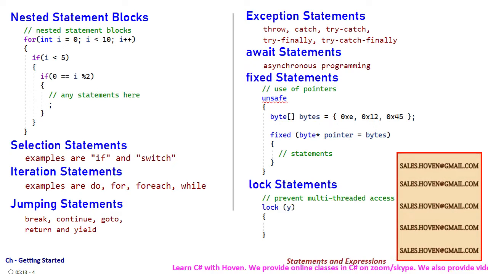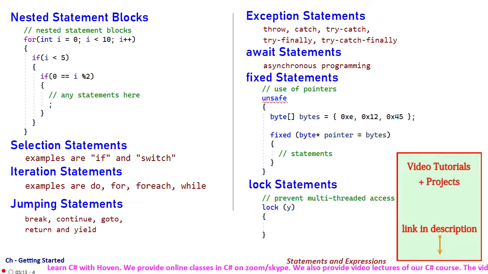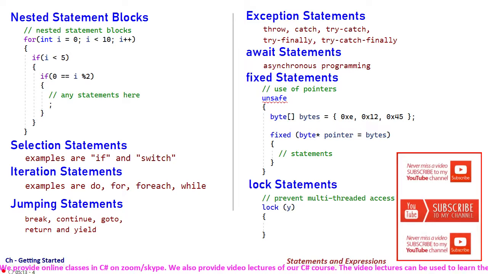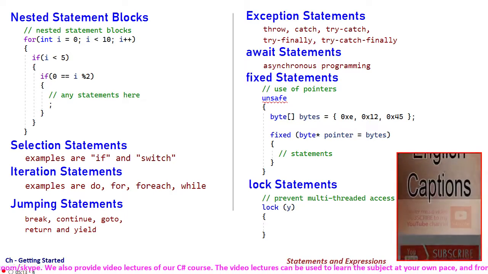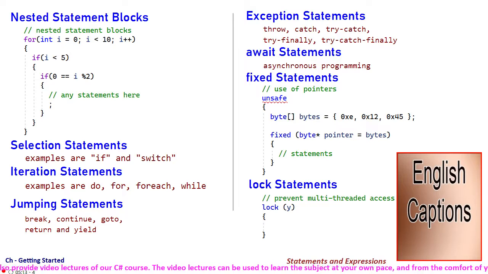Then there are lock statements also. A lock statement is a block that prevents multi-threaded access to a variable, as you are seeing in this code. The lock on y prevents multi-threaded access to y. So these are various examples of statements. It's experience that is the best teacher.